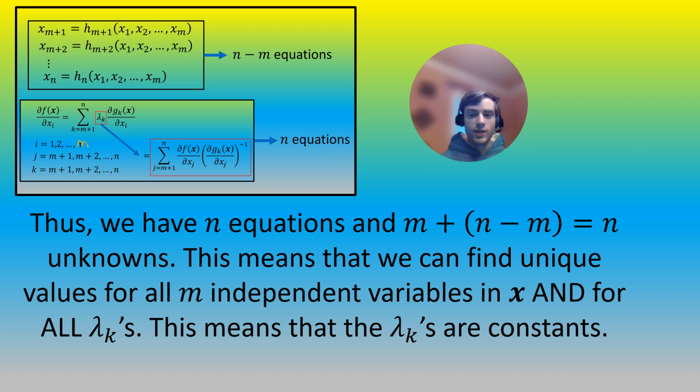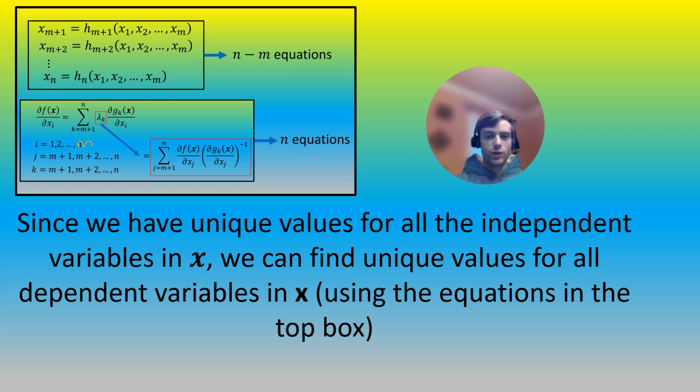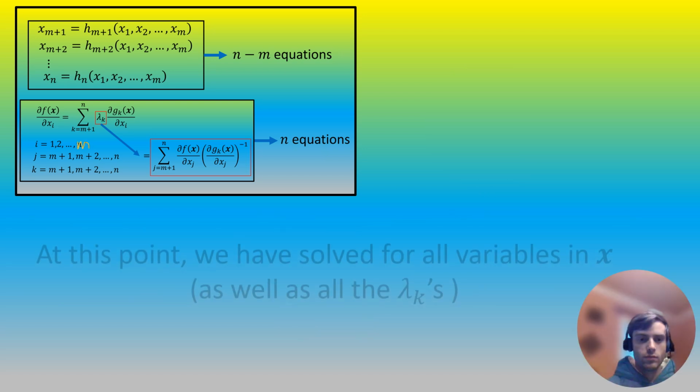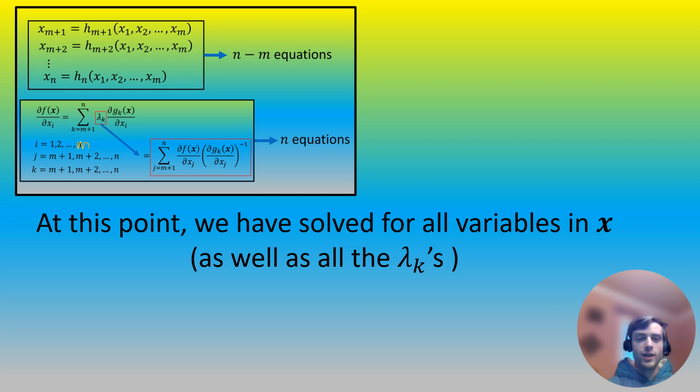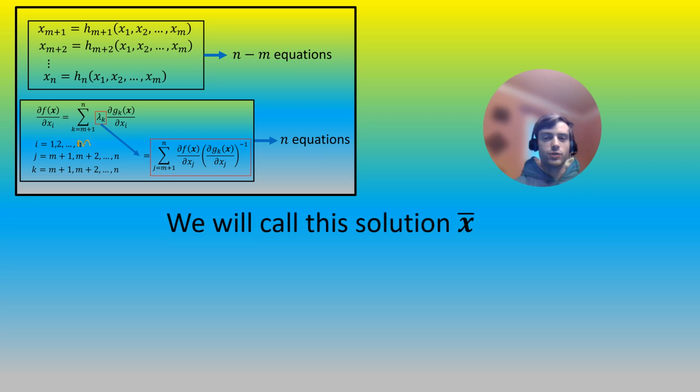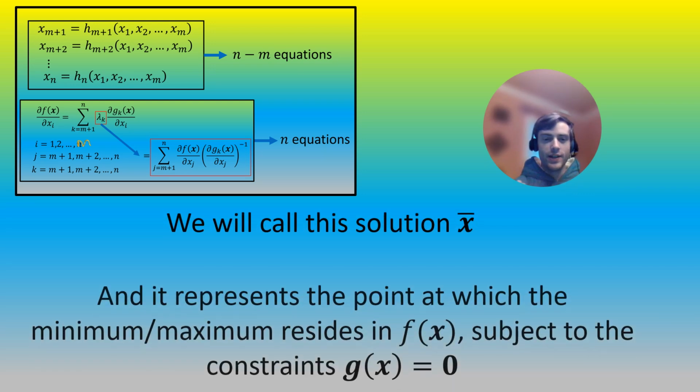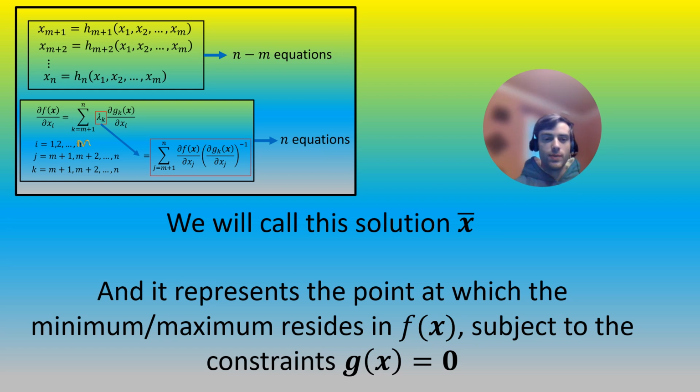This means that the lambda k's must be constant. Remember how we said that we didn't know if they were constant or if they vary with x? Well, now we know that they are constants. Since we have unique values for all the independent variables in x, we can find unique values for all dependent variables in x using the equations in the box. At this point, we have solved for all variables in x, as well as all of the lambda k's. We will call this solution x bar, and it represents the point at which the maximum or minimum resides in f of x, subject to the constraints described by g of x equal to the 0 vector.